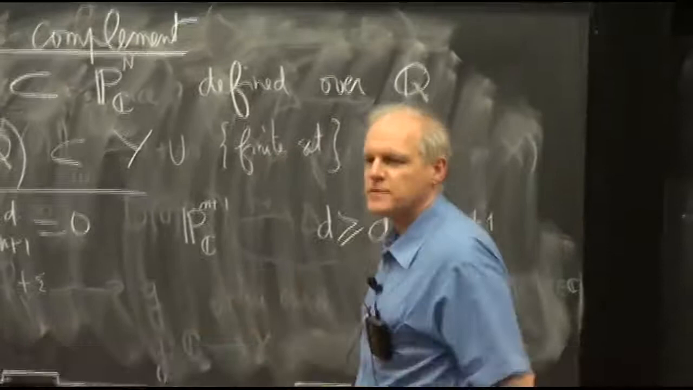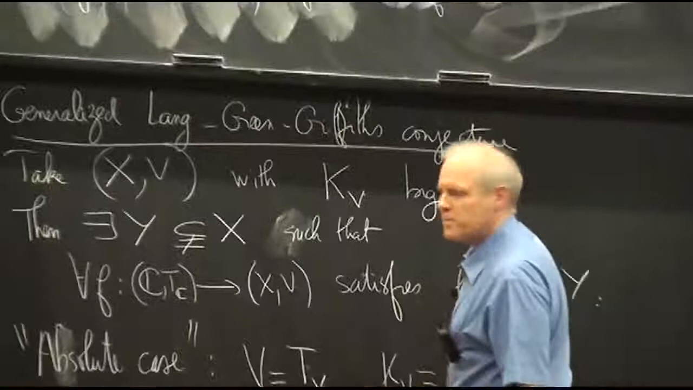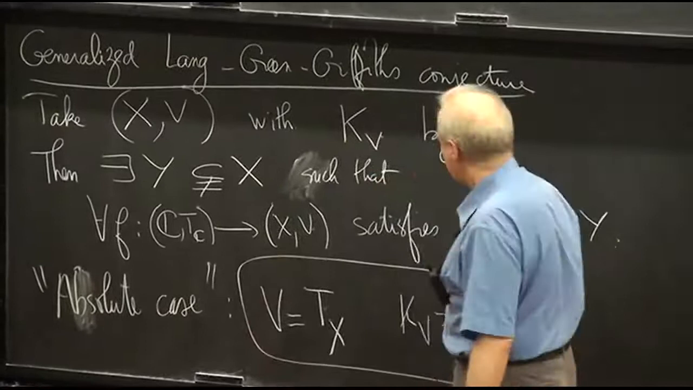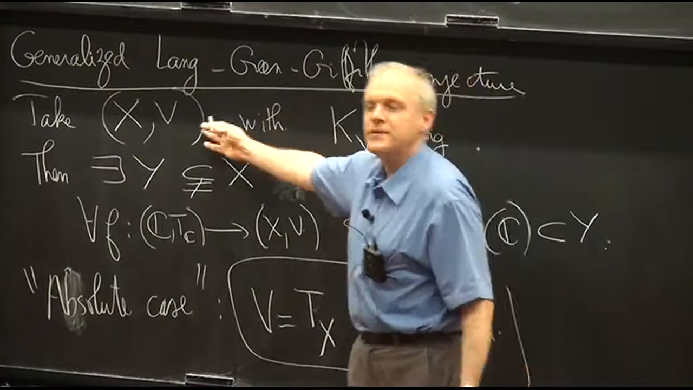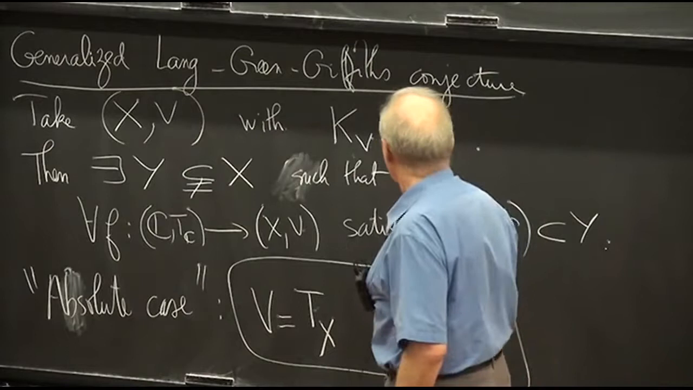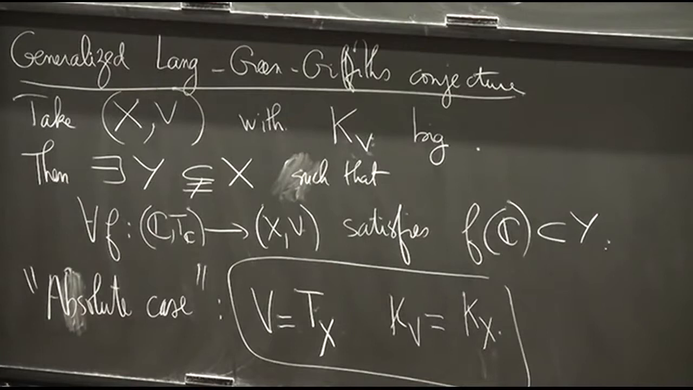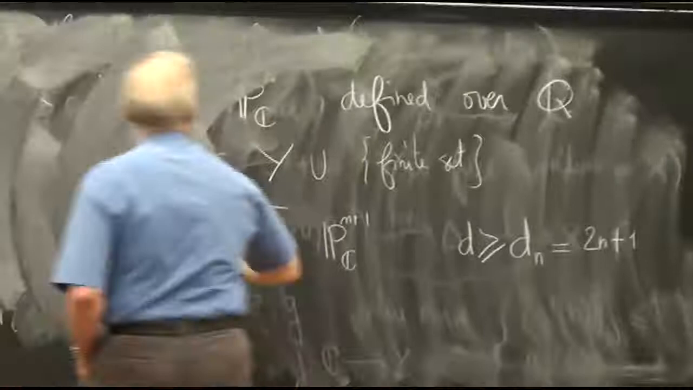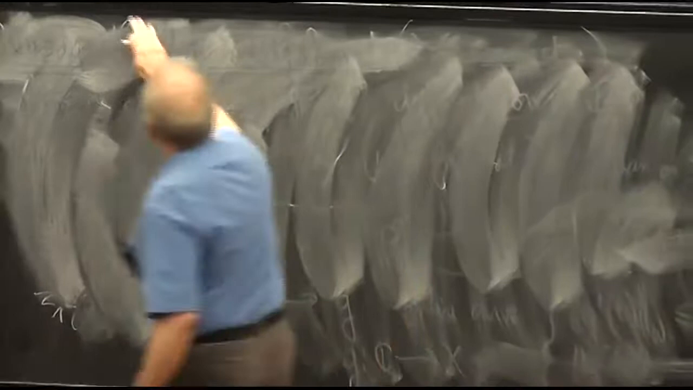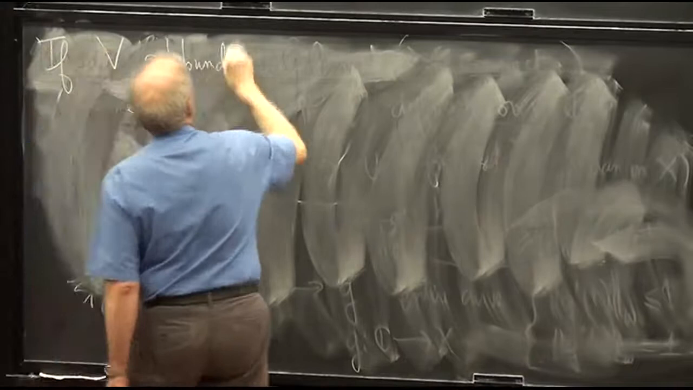I don't understand the equality. You're saying this is the definition of absolute. This is the definition of the absolute case, you just take V equal TX, and then the canonical bundle of V. No, it's a notation, K_V. Oh, just notation. It's a notation. So you define K_V. So I'm going to define K_V. Actually, K_V is a sheaf. So K_V, if V is a subbundle, is simply the determinant of V star.